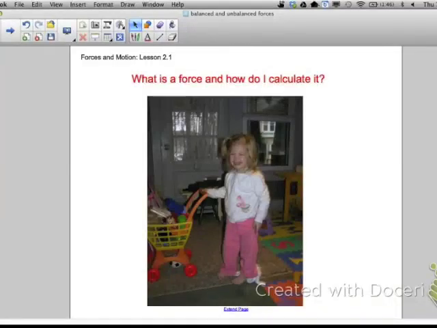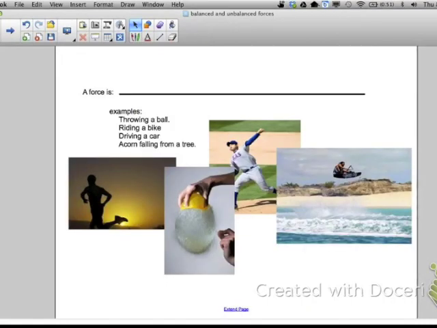Okay, class, you're watching Forces in Motion, Lesson 2.1. What is a force and how do I calculate it? Well, to discuss what a force is, simply, a push or a pull.